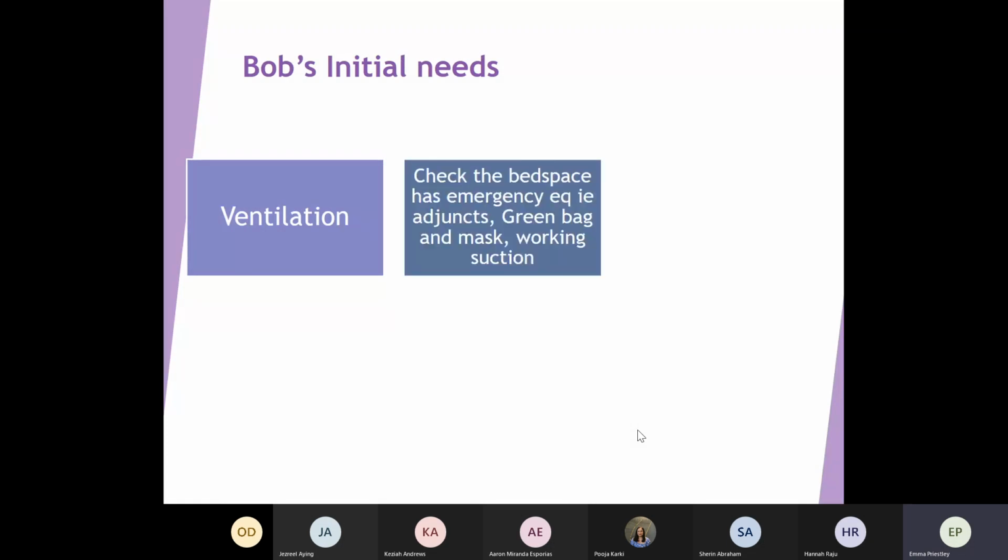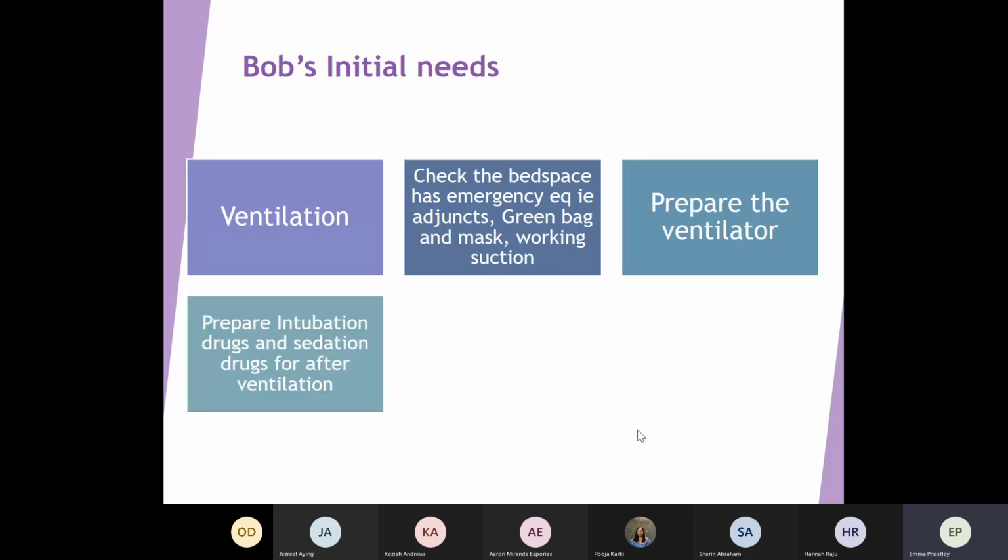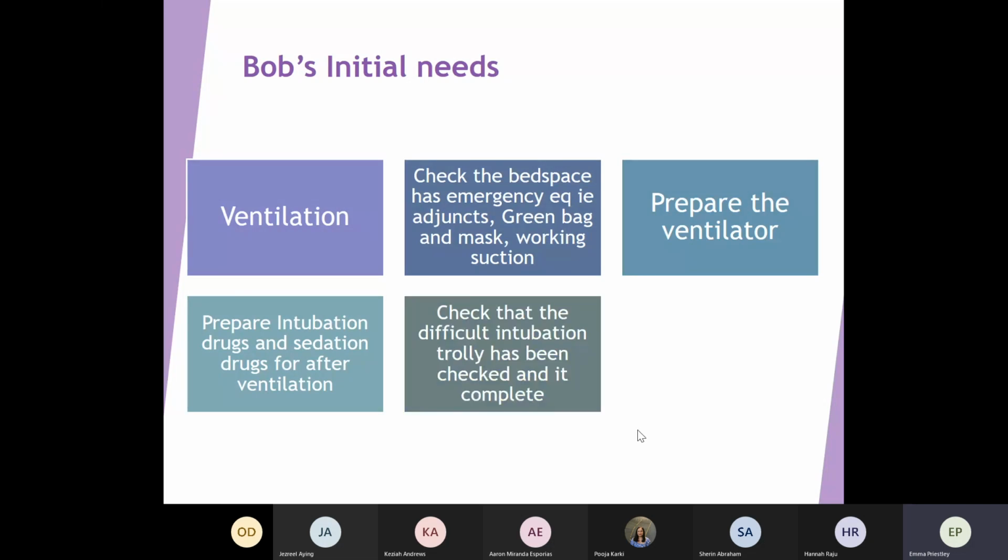I was thinking I'd check the bed space that he was going into, and I'd check I had a working ventilator, and a green bag or Mapleson C circuit, whatever you want to call it, and working suction, and airway adjuncts at my bed space, because if his swallow is impaired, I might get away with a Guedel or an NPA airway, so I can suction him. I'd be thinking about preparing my ventilator. I'd be thinking about what drugs I need for intubation and also for sedation afterwards, because it's all very well giving him the paralysis, but I need to have my propofol and my fentanyl prepared as well, don't I? So I'm thinking ahead to my intubation.